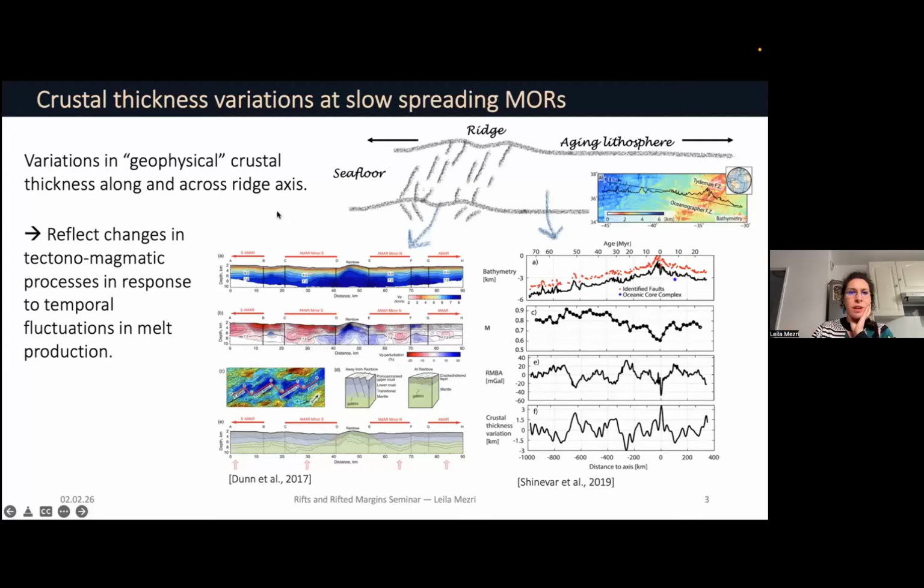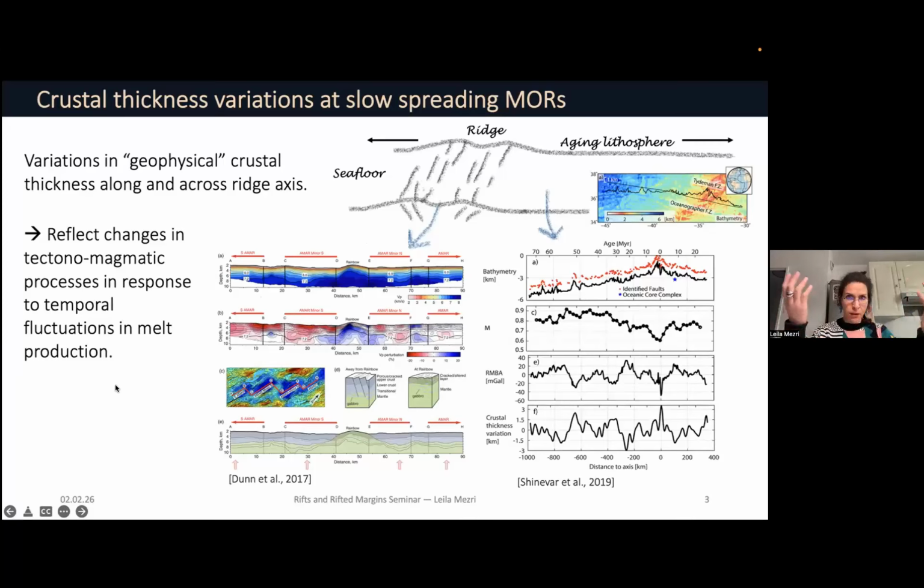This variation in crustal architecture has been documented along the ridge axis, as illustrated here at the Mid-Atlantic Ridge, and also across the ridge axis. The combination of geophysical and geological observations reveals this spatial variation in terms of seismic velocity and also in terms of gravity anomaly.